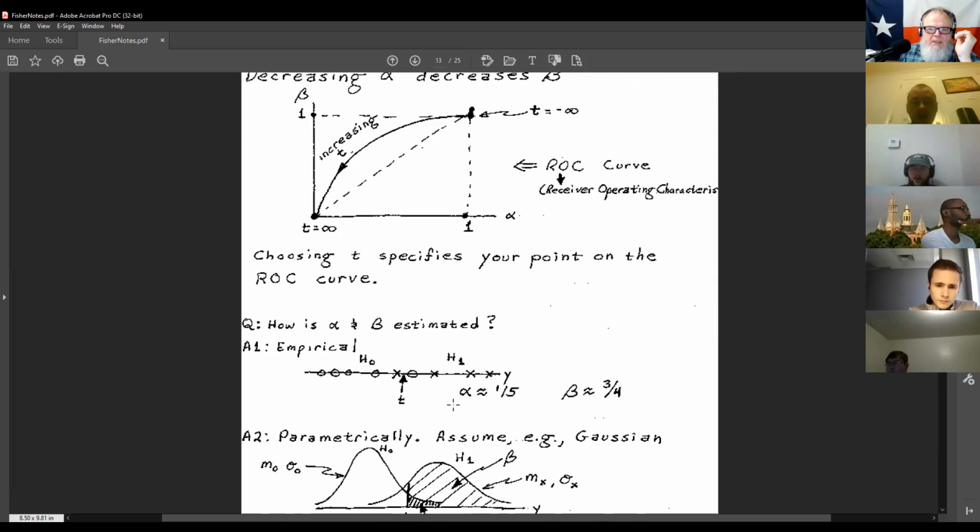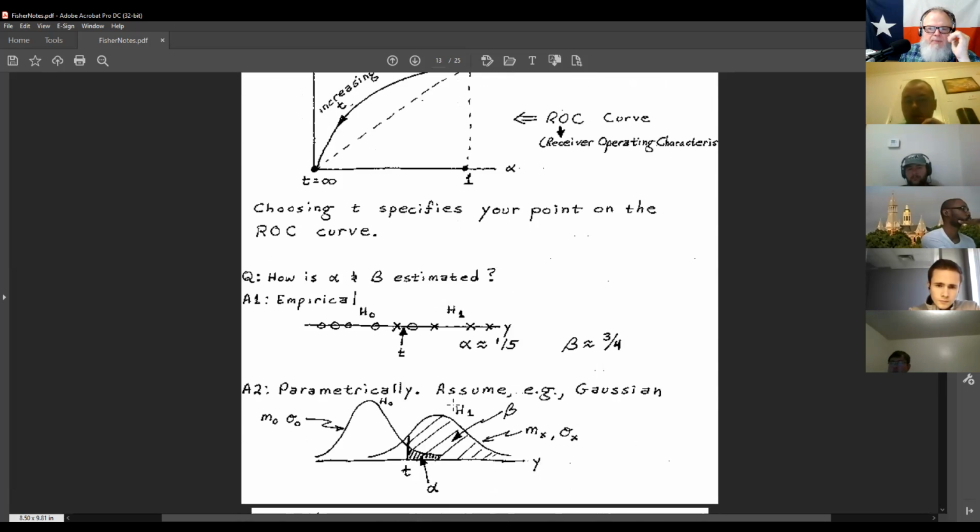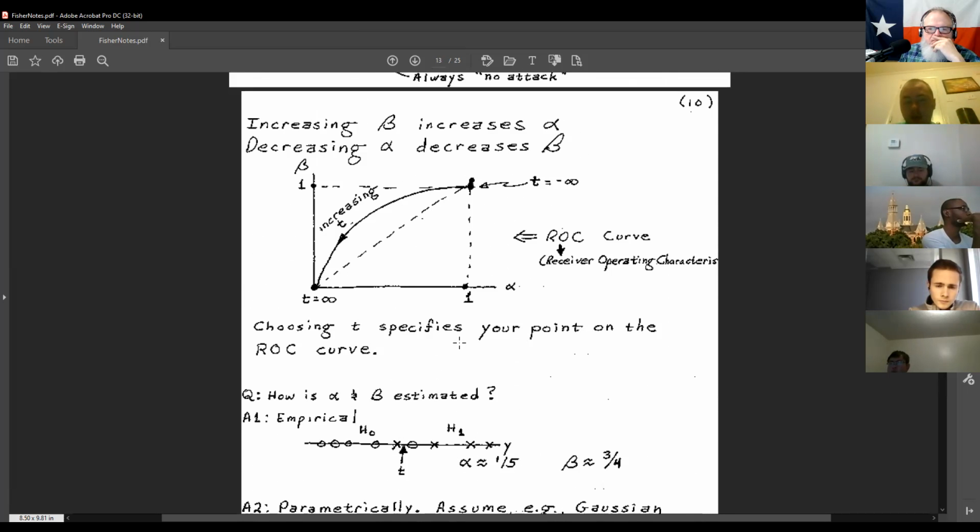So let's take a look at how we would assume this empirically. Sorry to interrupt, Dr. Marks. I have a quick question about that graph here. So as t goes to negative infinity and we go up and to the right on the curve, do both beta and alpha hit 1?